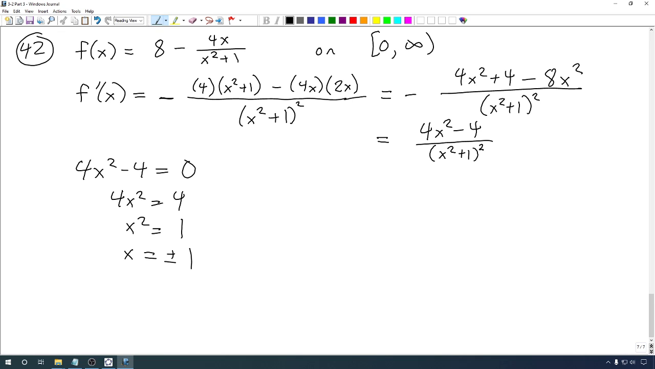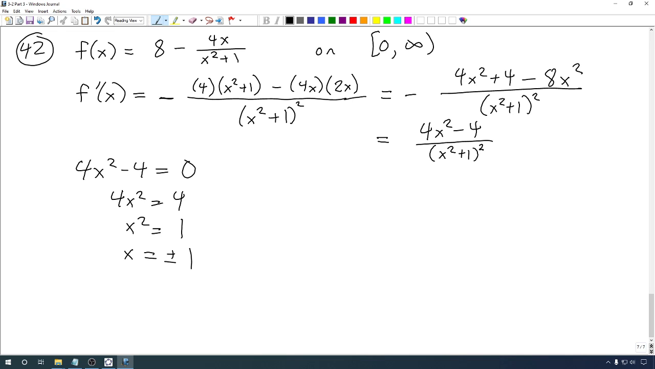On the other hand, if we want to see where the derivative doesn't exist, because x squared plus 1 is always a positive number, it's always at least 1. We're adding some positive number, or at least non-negative number, to 1. The bottom never equals 0, ever. So we only have critical points at 1 and negative 1. And in fact, we can ignore negative 1 because we're only concerned with the interval 0 to infinity. Negative 1 is not in that interval. So positive 1 is our only critical point that we want to look at.